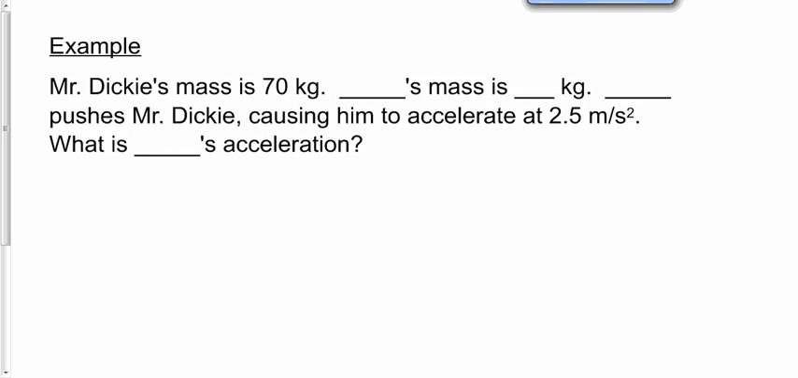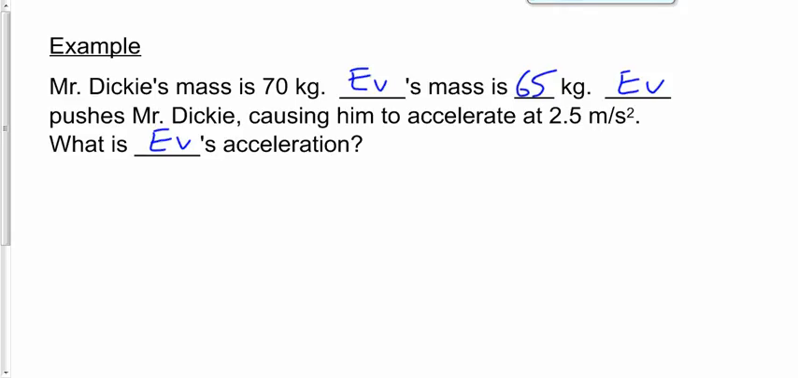Let's just do a couple quick little math things and then we'll wrap it up for the day. Mr. Dickie's mass is 70 kilograms. Everett's mass, we're just going to call him Ev for short. That's what all his fans on the internet call him, right? Ev's mass is, what's your mass, Ev? Let's say 65 kilograms. Ev pushes Mr. Dickie, causing him to accelerate at 2.5 meters per second squared. What's Ev's acceleration?